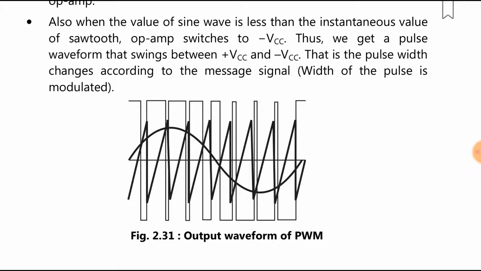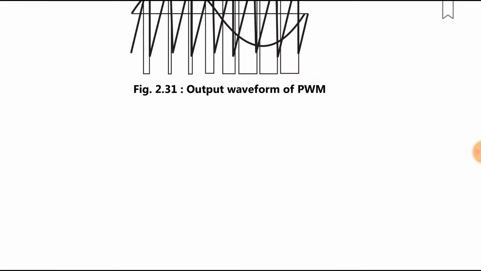Thus, we get a pulse waveform that swings between plus VCC and minus VCC. That is, the pulse width changes according to the message signal. Width of the pulse is modulated. You just see the sine wave and the output waveform of PWM is given here.